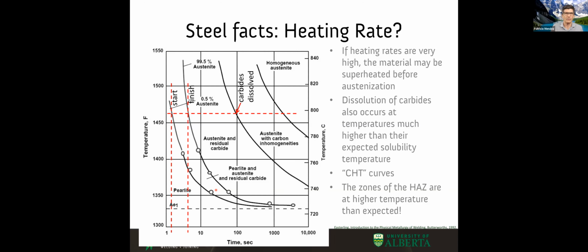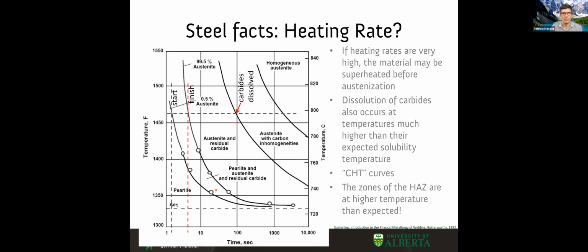But there are some alloys and some processes in which things matter. Pipeline steels are ones that show that it might matter how fast we heat them, because the temperature at which austenite transforms can be different. We're going to see that this matters when we make calculations of heat affected zone.